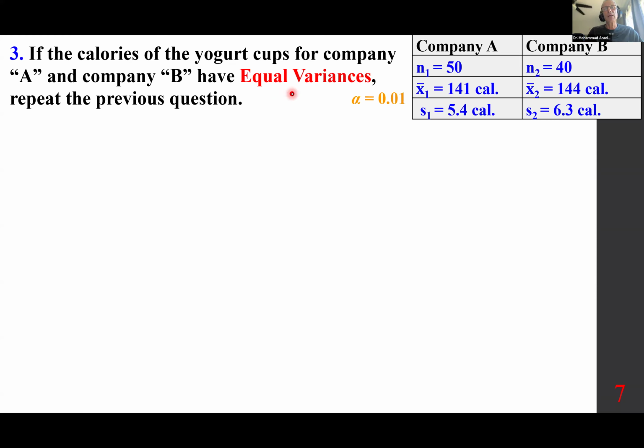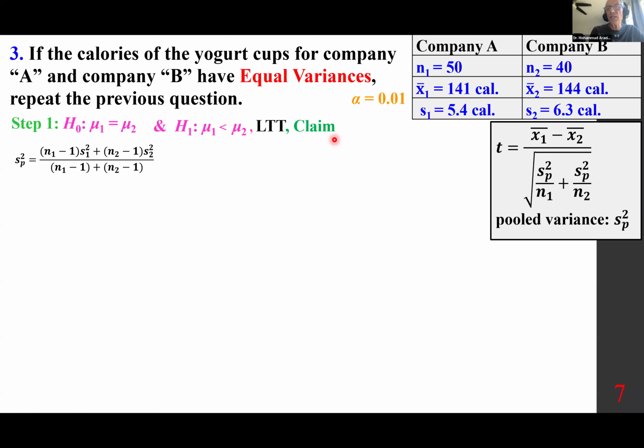Having said that, the first part is identical. H0: mu1 is equal to mu2. H1: mu1 is less than mu2. Left tail test claim. There's nothing brand new. What happens here is that the test statistic has a different formula. t is x1 bar minus x2 bar over the square root of sp squared over n1 plus sp squared over n2. sp squared is called the pooled variance. Because we are assuming equal variances, we take the weighted average in essence.